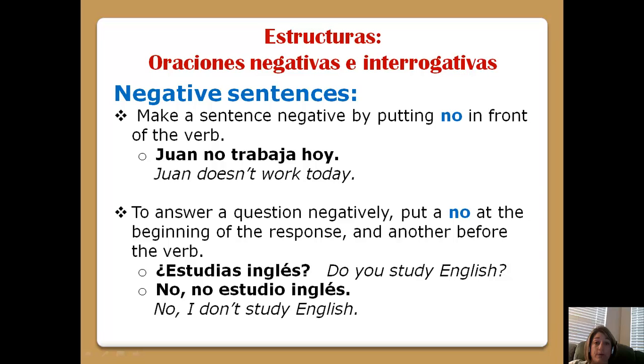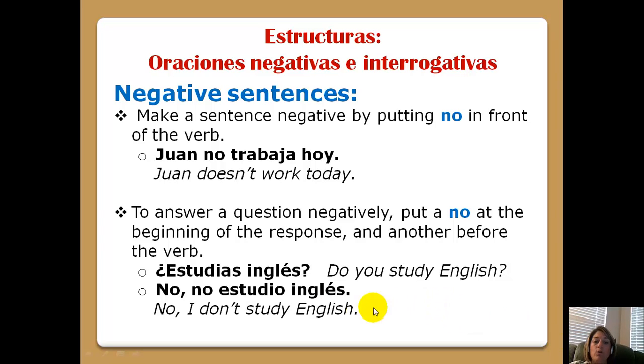To answer a question negatively, so you've been asked a yes or no question, you're going to put a no at the beginning of the response and then another before the verb. So for example, the question, ¿Estudias inglés? Do you study English? If you say yes, I study English, it's just simply sí, estudio inglés. If you want to say no, you need to say no twice when you're asked a yes or no question.